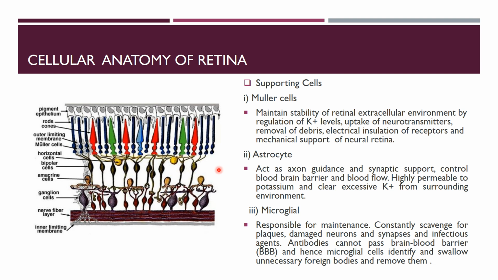Lastly, the microglial cells are responsible for maintenance. They constantly scavenge for plaques or damaged neurons and synapses and infectious agents. As most of the antibodies cannot cross the blood-brain barrier, the microglial cell absorbs the unwanted plaques or damaged neurons and passes it on to the blood so that antibodies can take care of them.